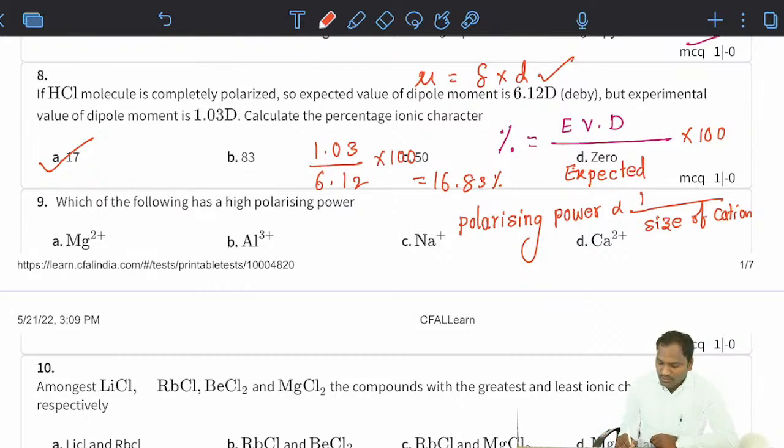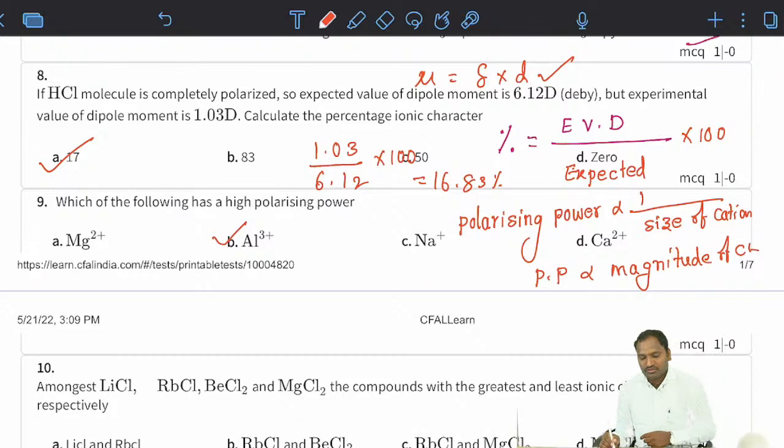Next one is magnitude of charge. Polarizing power is directly proportional to magnitude of charge. See students, since aluminum is carrying higher charge, it is having more polarizing power. And polarizing power is directly proportional to covalent character, students. Which is more covalent if they ask? Suppose here PCl3, PCl5.